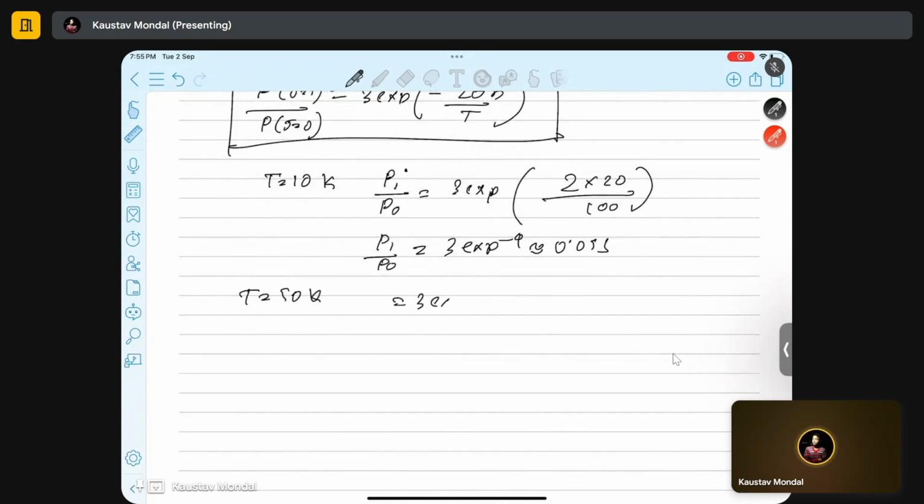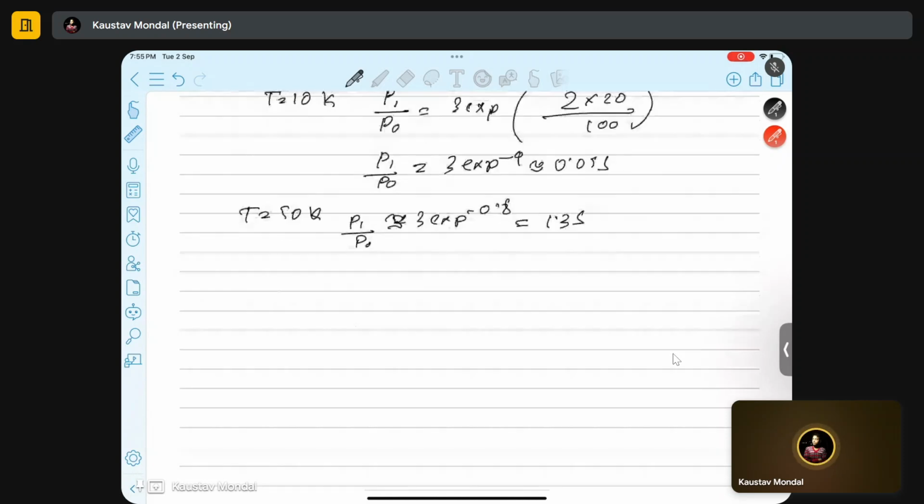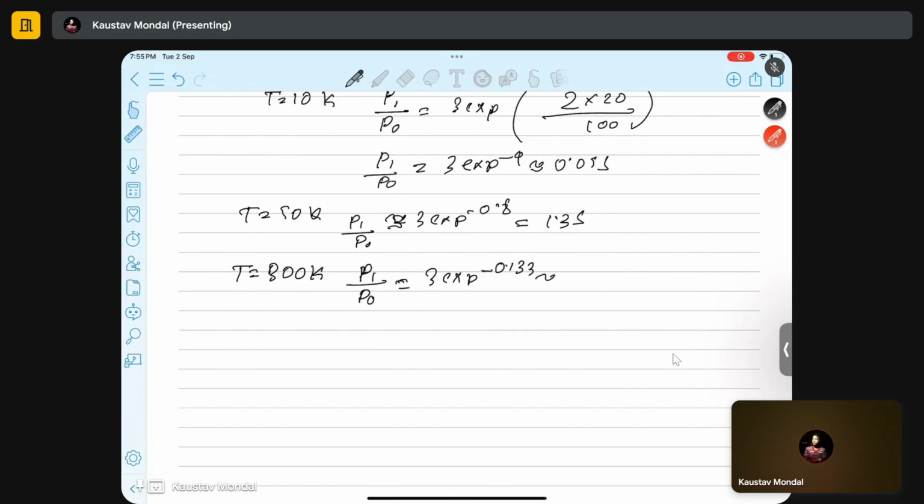it would be 3 into exponential minus 0.8, around P1 by P0, that is 1.35. As you increase the temperature, the rotational terms become more prominent. The higher rotational states at higher energy become more prominent. At 300 Kelvin, it will be 3 into exponential minus 0.133, which gives you around 2.63. So as you increase the temperature, the population shifts towards the higher energy states.